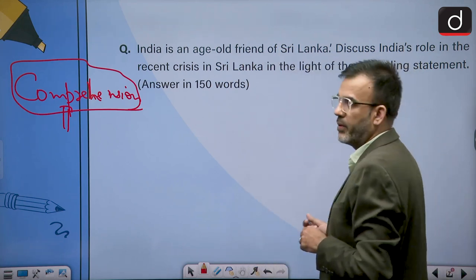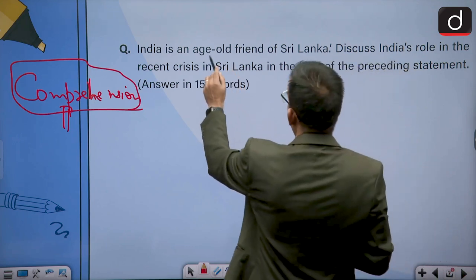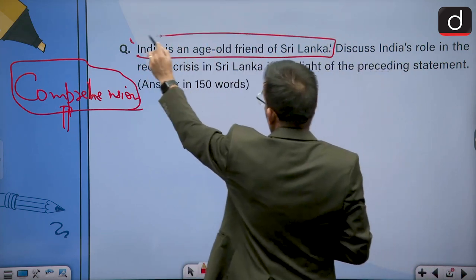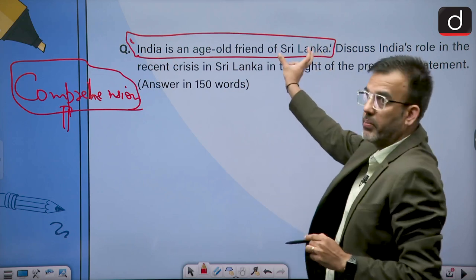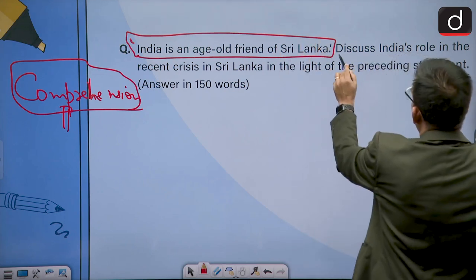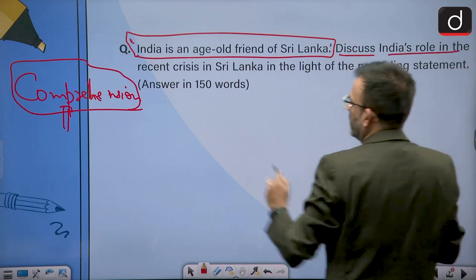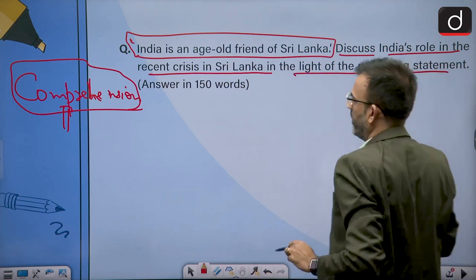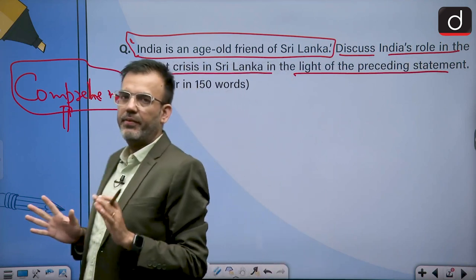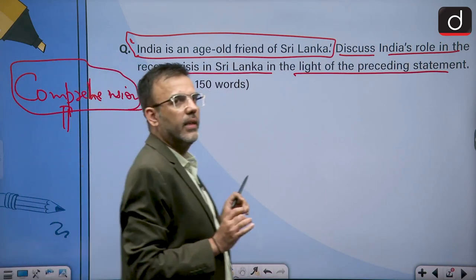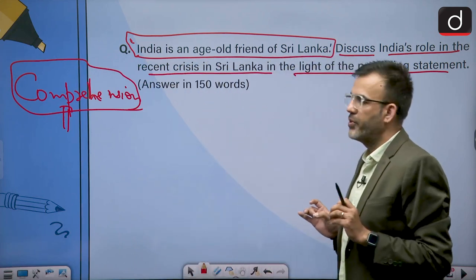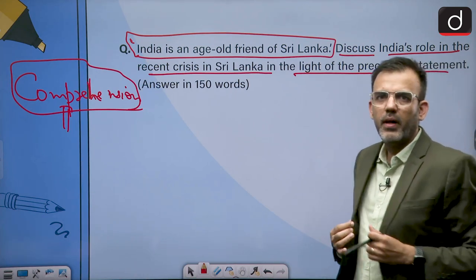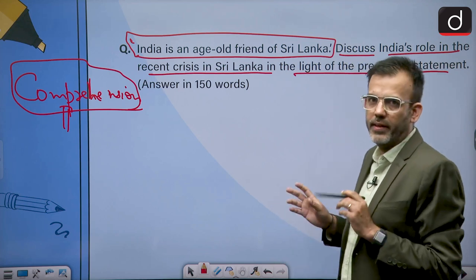Look at this question. India is an age-old friend of Sri Lanka. This is a statement. Now, we have to analyze why this statement is being put up in front of the question. Discuss India's role in the recent crisis in Sri Lanka in the light of the preceding statement. See, it's a very, very good, technically sound question. And I'm sure that most of the aspirants must have some sort of missing links you will find in their answers.